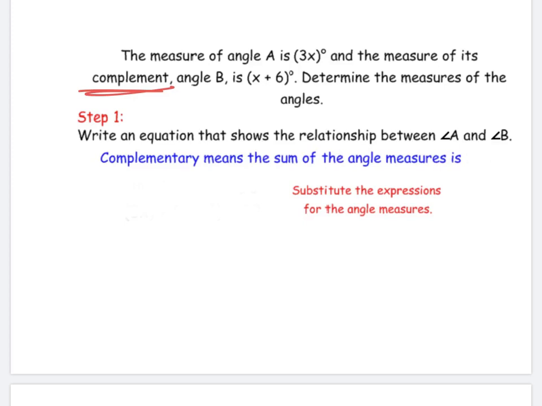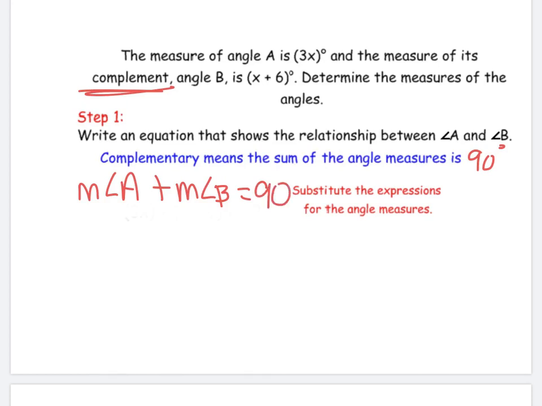So there's 3 steps in this. The first step is to write an equation that shows the relationship between angle A and angle B. Complementary, again, remember, means that the sum of the angles, or when you put them together, they add to make 90 degrees. So I know then that the measure, that's what the M stands for, of angle A plus the measure of angle B is going to be equal to 90 degrees.